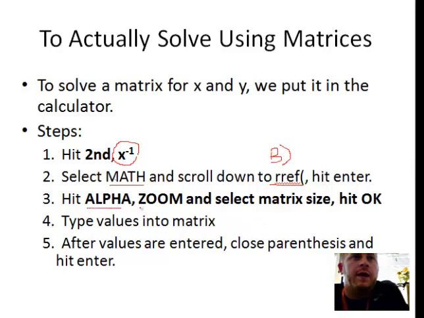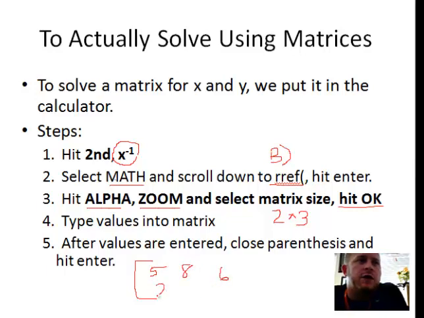You're going to hit alpha and then zoom, and then you're going to select your matrix size. In our last one, we had a 2 by 3, so you would do 2 rows by 3 columns, and then you're going to hit the OK button. After that, you're going to go in and type your values into your matrix. So if you have the 5, 8, and 6, you put your values in. This is where you'd put the 5, 8, 6, and then a 2, a -6, and a 2. Whatever we have in the equations, that's where you put your numbers.